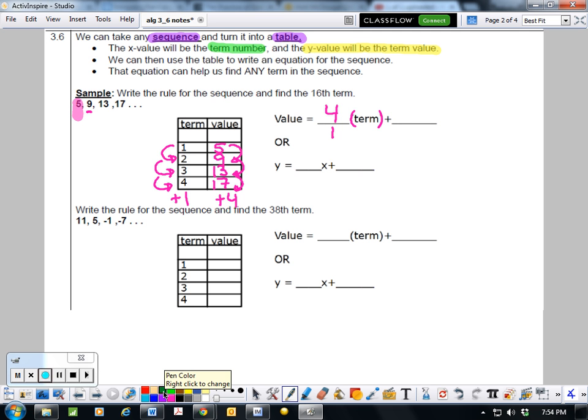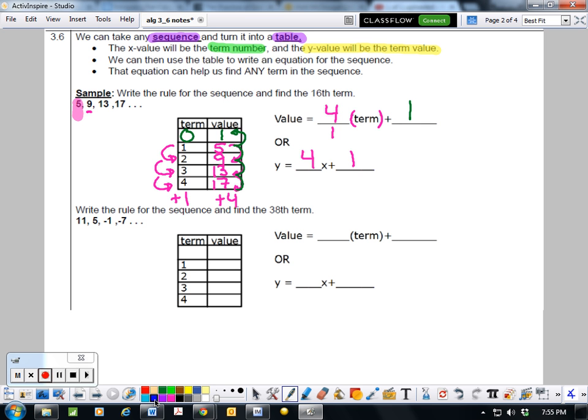Now, remember how when we were doing tables, if we didn't have a 0 here, we had to work backwards? So let's work backwards. If I was adding 4 each time, when I work backwards, I'm minus 4, minus 4, minus 4. So what is 5 minus 4? Well, that's going to give me 1. So that means that's my starting value. So every time I'm adding 4, and my original 0 value would have started at 1. And that's my equation.